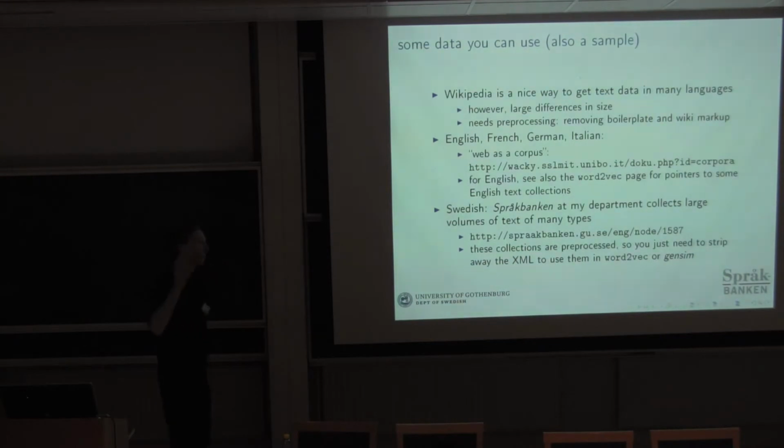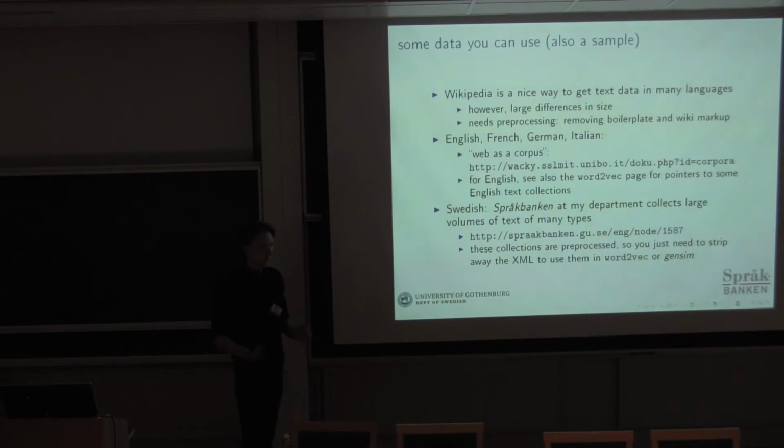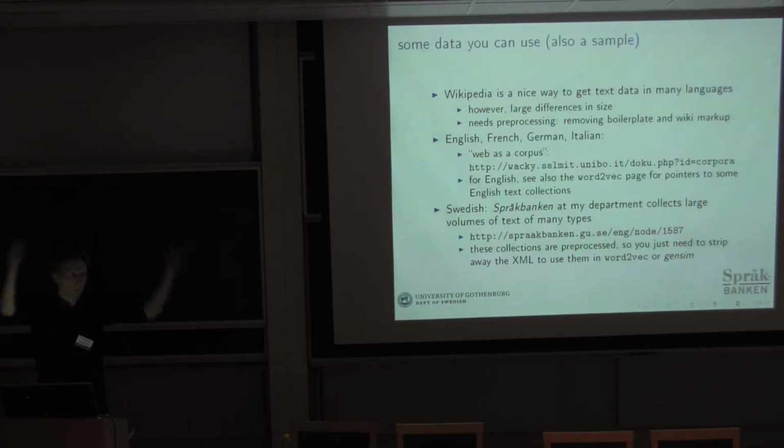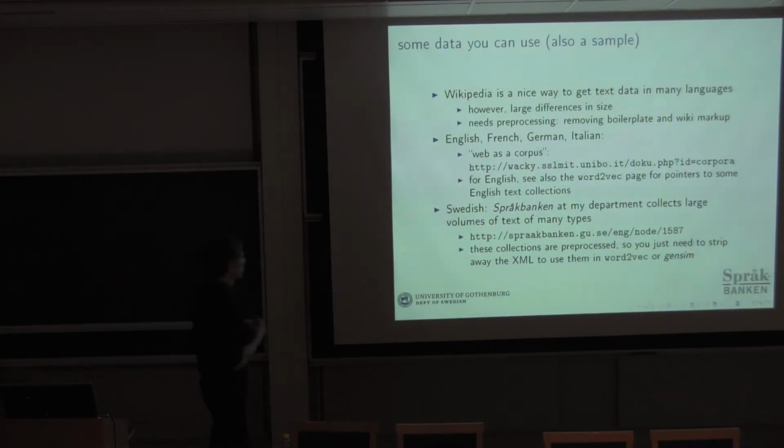Of course, there are differences in how much text we have in Wikipedia. English is of course the biggest Wikipedia. Swedish is also quite large. I guess German is also large, but if we go down to more exotic languages, the Wikipedias are small. And if you're using Wikipedia, you need to take away the wiki structure if you're just interested in the text. That would be the boilerplate, categories, and the wiki markup.